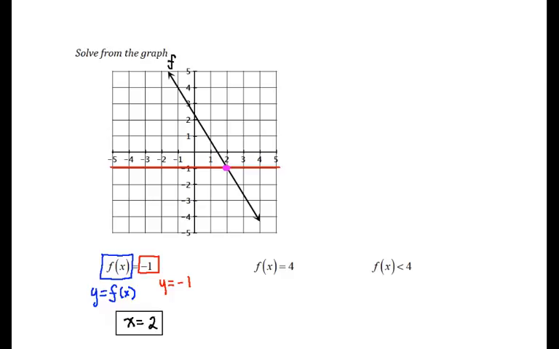Same idea with the next one. We're going to call this y equals 4. And the left-hand side is still y equals f of x, so it's still the line that we were given. I will go ahead and draw a line at y equals 4 and find that intersection. Again, the x-coordinate of this point is really my solution. So x equals -1 satisfies this equation.